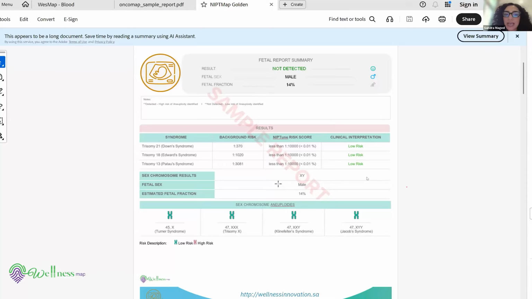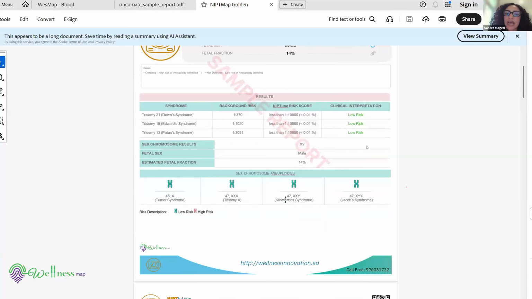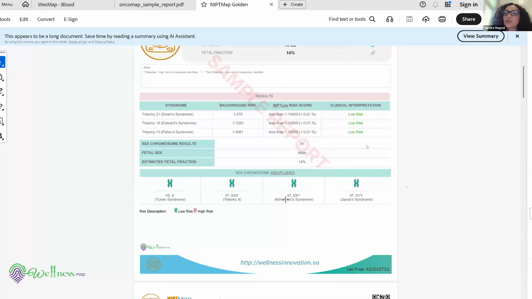Then after that, we see the sex chromosome results, which is XY in this case. We see the fetal sex, which is male for sure, since the chromosome is XY, and then the fetal fraction, which is 14%. Then after that, we see the sex chromosome aneuploidies, which are Turner syndrome, trisomy X, Klinefelter syndrome, and Jacobs syndrome as well.